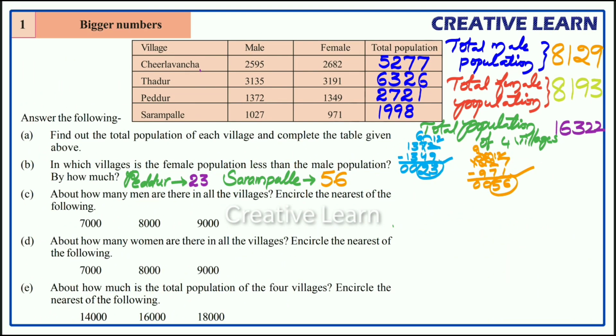Next move to the third question. About how many men are there in all the villages? Encircle the nearest of the following. Okay, from 4 villages we have to find the total male population. What is the total male population? Already we wrote here 8129. So now we have to find the nearest number of 8129. We have to find out this one now.